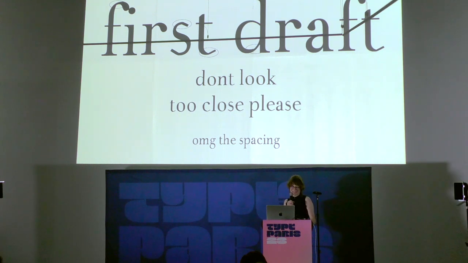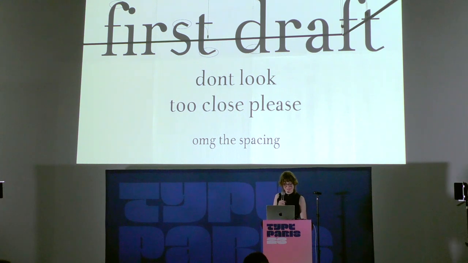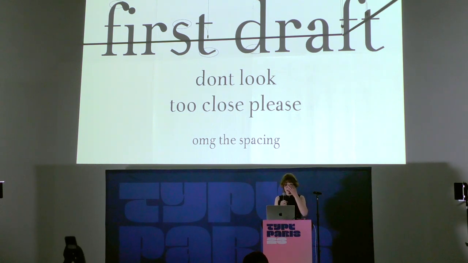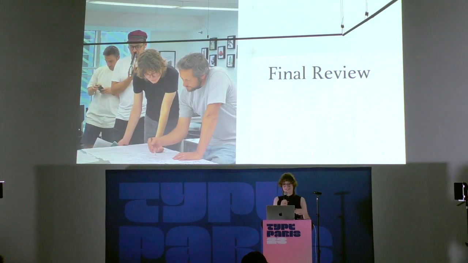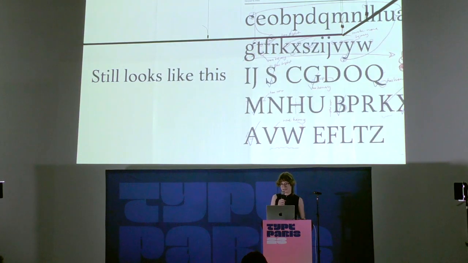You can see that the earlier versions of the ellipse had a lot of angles in the rounded shapes, and not everywhere, so it doesn't make any sense. But eventually, I removed them because my mother told me to. So here is my book. It was a final review with Jean-François, and my feedback still looks like this.